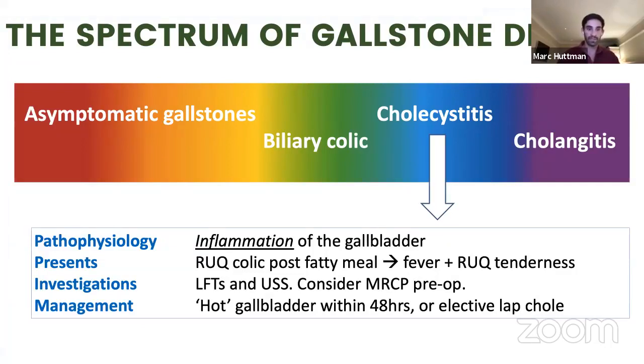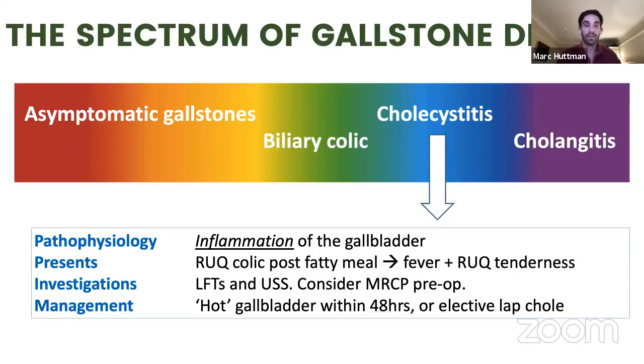So the next one up, cholecystitis. This is a step up because there's inflammation of the gallbladder. So you have everything you had with colic, but in this case, at some point, it's led to inflammation and sometimes infection of the gallbladder. And that means that you have fever as well as all the things you had for biliary colic, and you'll be tender in the right upper quadrant as opposed to just having pain there. That's because when you press it, you're touching something which is inflamed, so that causes pain.